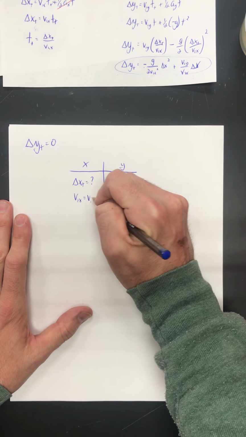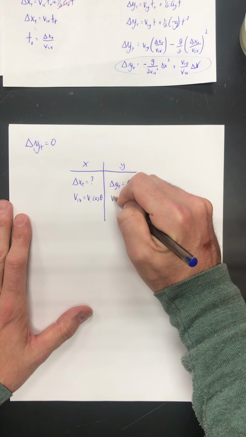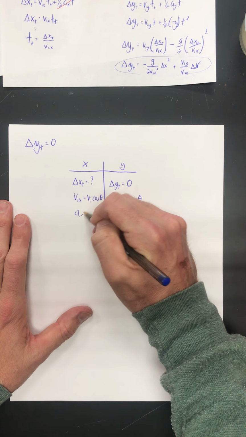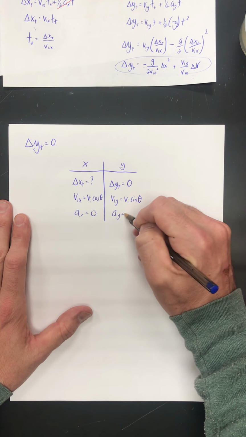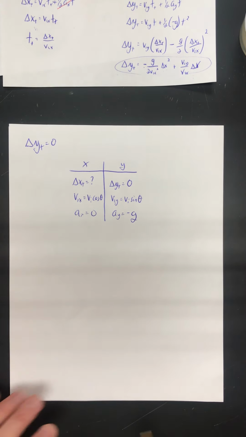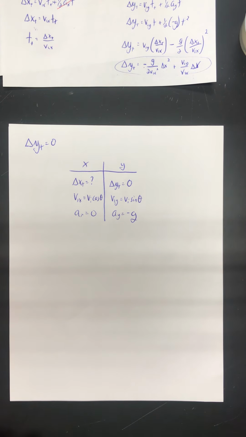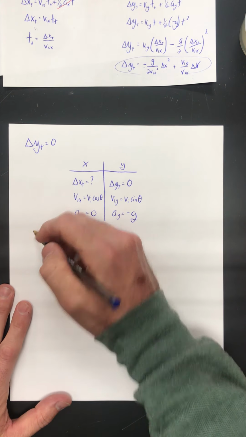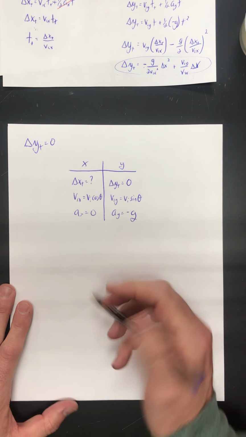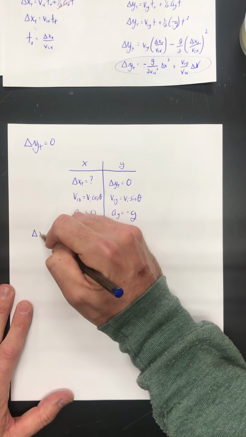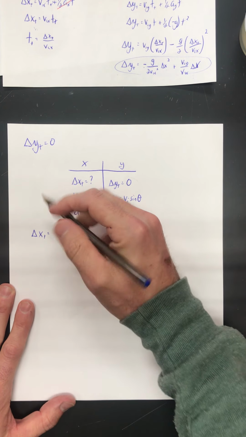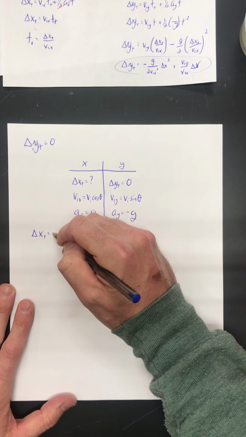Vix is equal to vi cos theta, and viy is equal to vi sine theta. Ax is equal to 0. Ay is equal to, once again, negative g. We're going to do this more abstractly and not put in numbers. So the format of our solution is a little bit different. It's kind of the same as before, except we now are going to assert that delta y total is equal to 0, making our expression a little bit easier.